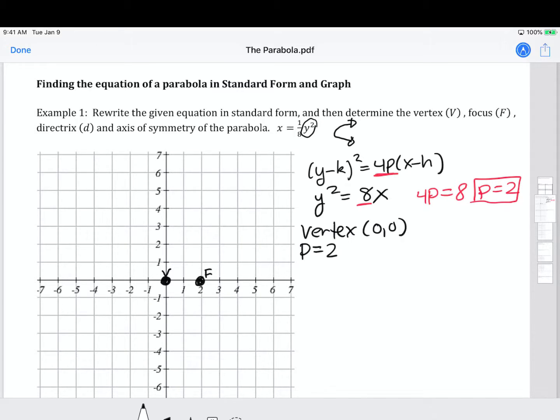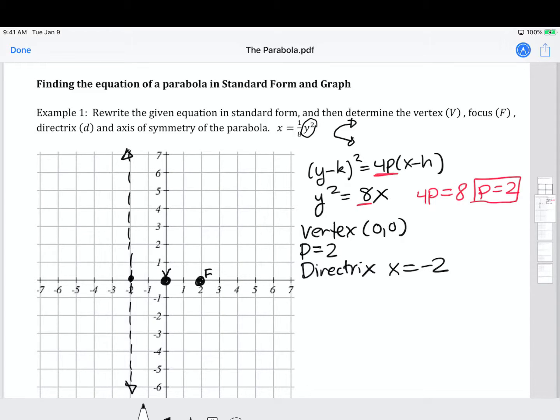My directrix is going to be the line that comes out 2 in the other direction of the vertex on the outside of the parabola. So my directrix is going to be the vertical line x = -2.